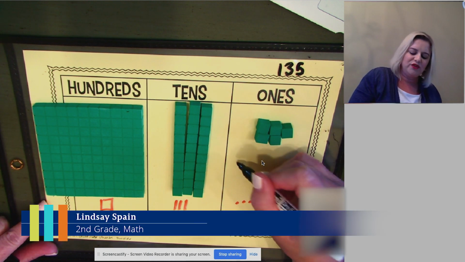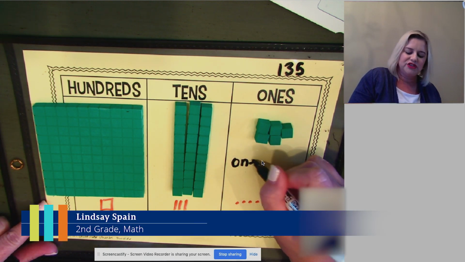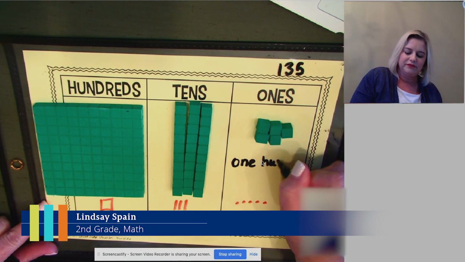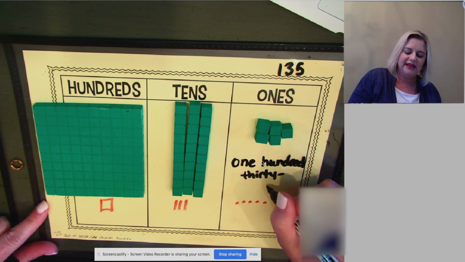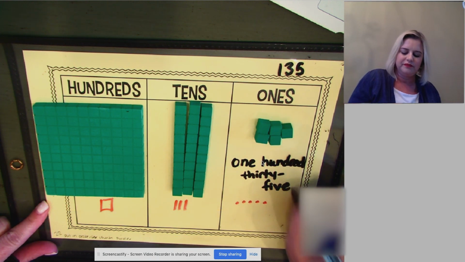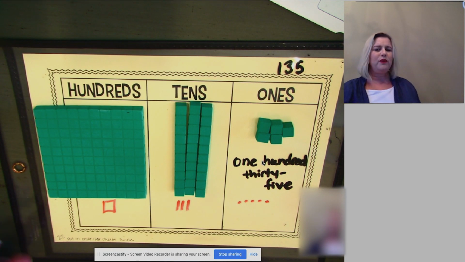Yes, word form. One hundred thirty-five. Excellent job. Can you think of some other ways?